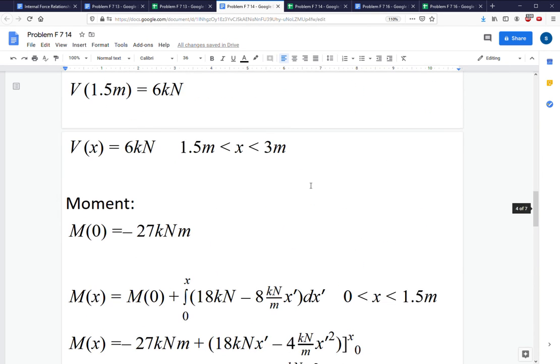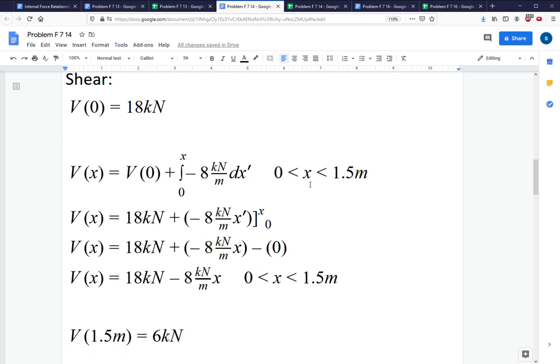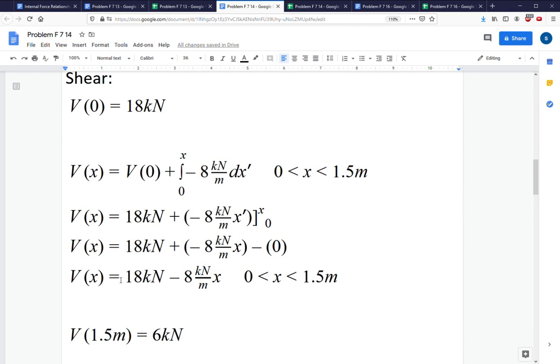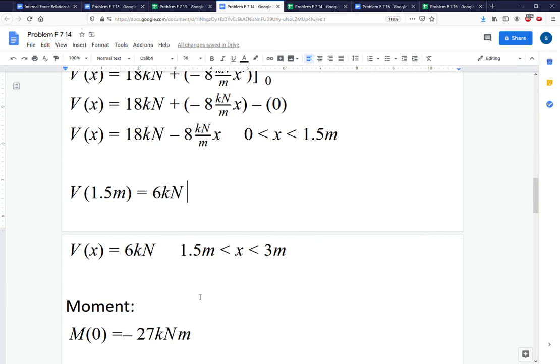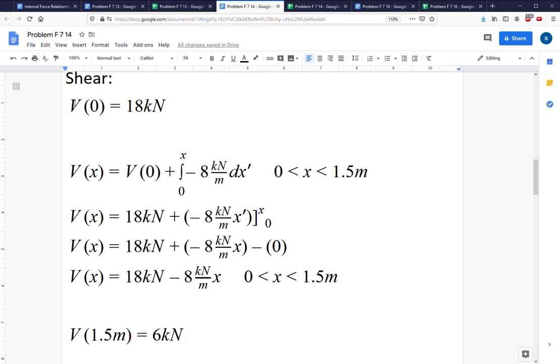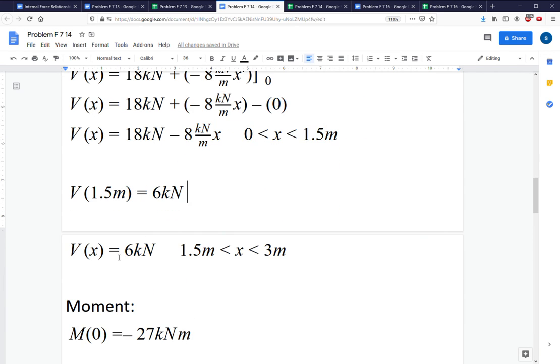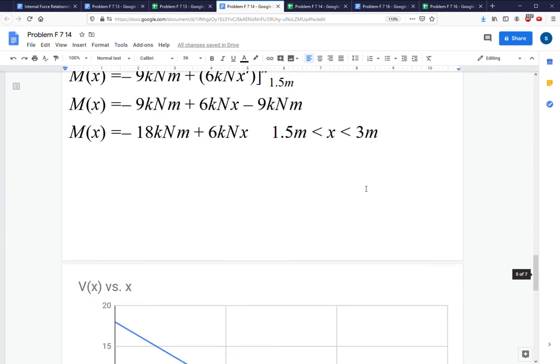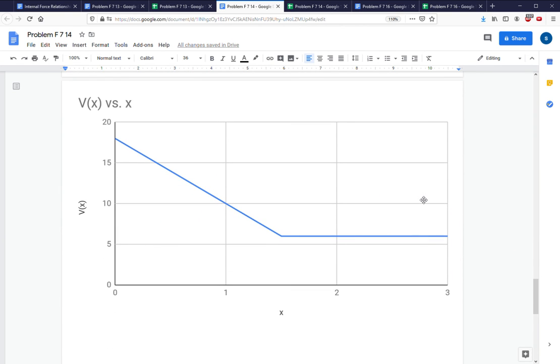So to draw this, for the first segment of the beam, V of x is 18 kilonewtons minus 8 kilonewtons per meter x. This is a linear graph, so we could go ahead and draw a straight line. We know that at x equals 0, it's 18 kilonewtons, and at x equals 1.5 meters, it's 6 kilonewtons. So this is a straight line going from this point to this point. And then for the second segment, it's flat. V of x is constant.